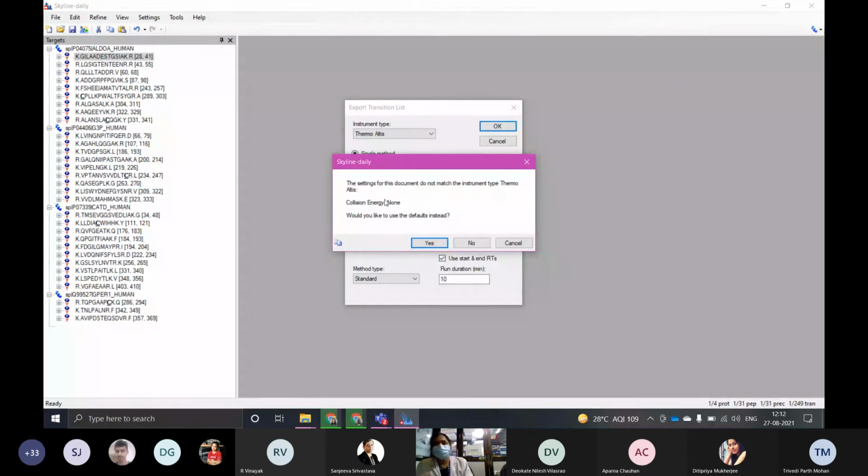The collision energy will be predicted by the Skyline software algorithm, and you are okay with it because we don't have any idea of what collision energy we are looking for. The Skyline software has been trained to predict this. So you can just click on yes.